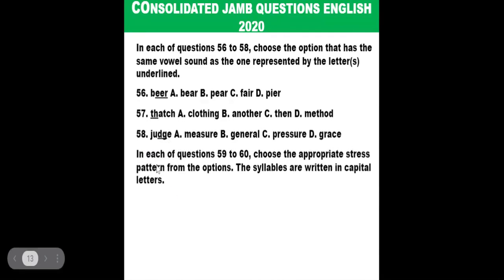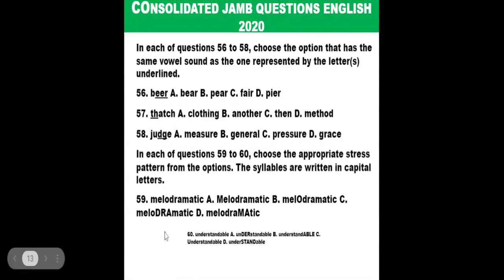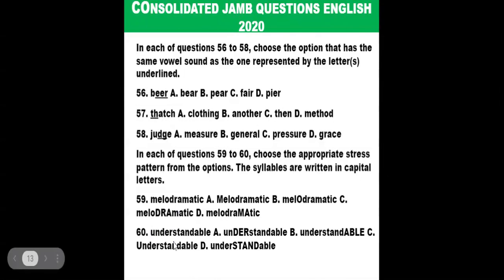And then another segment, in each of questions 59 to 60, choose the appropriate stress pattern from the options. The syllables are written in capital letters, so that is also on stress. Then we have 59, melodramatic, then options. 60, we have understandable. Now, let's begin to answer the questions, beginning with question number 56.